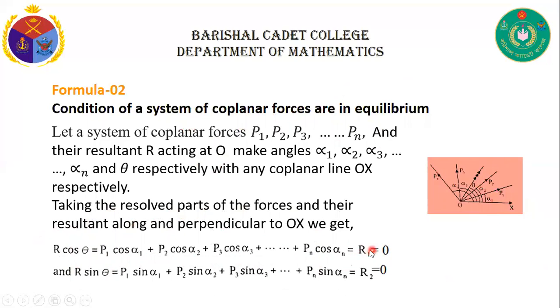That means this R1 equal to 0. That's P1 cos alpha 1 plus P2 cos alpha 2 plus P3 cos alpha 3 plus dot dot dot plus Pn cos alpha n equal to 0. Okay, but that's the condition along OX. And perpendicular to OX, that is R sine theta equal to P1 sine alpha 1 plus P2 sine alpha 2 plus P3 sine alpha 3 plus dot dot dot plus Pn sine alpha n equal to R2, also 0 because here R is 0. So that's all, the sum of all these equal to 0.